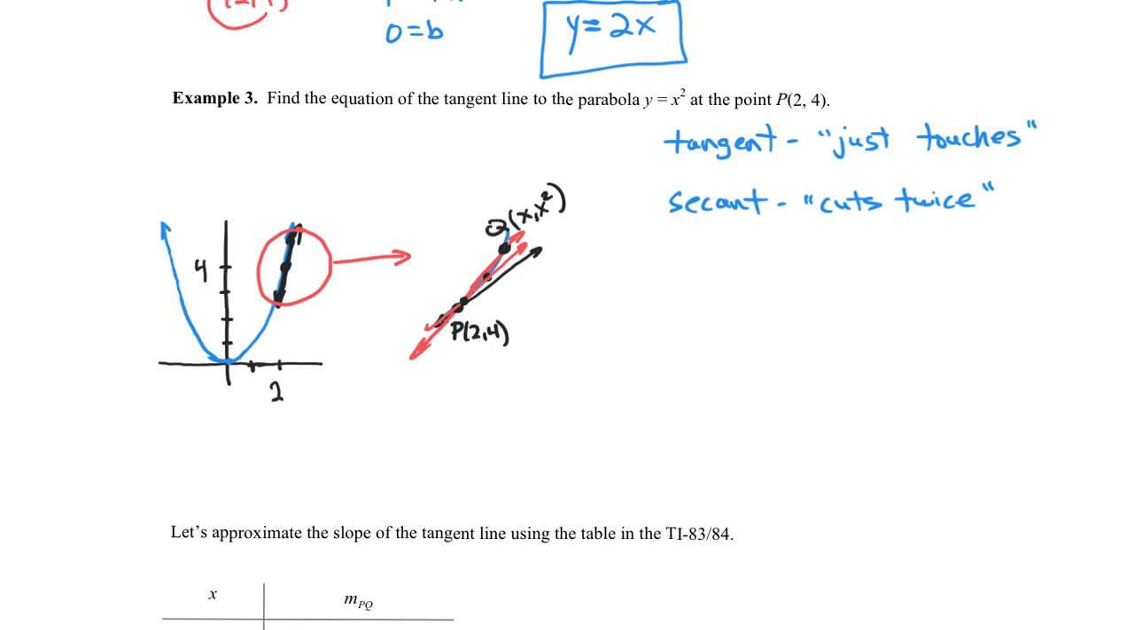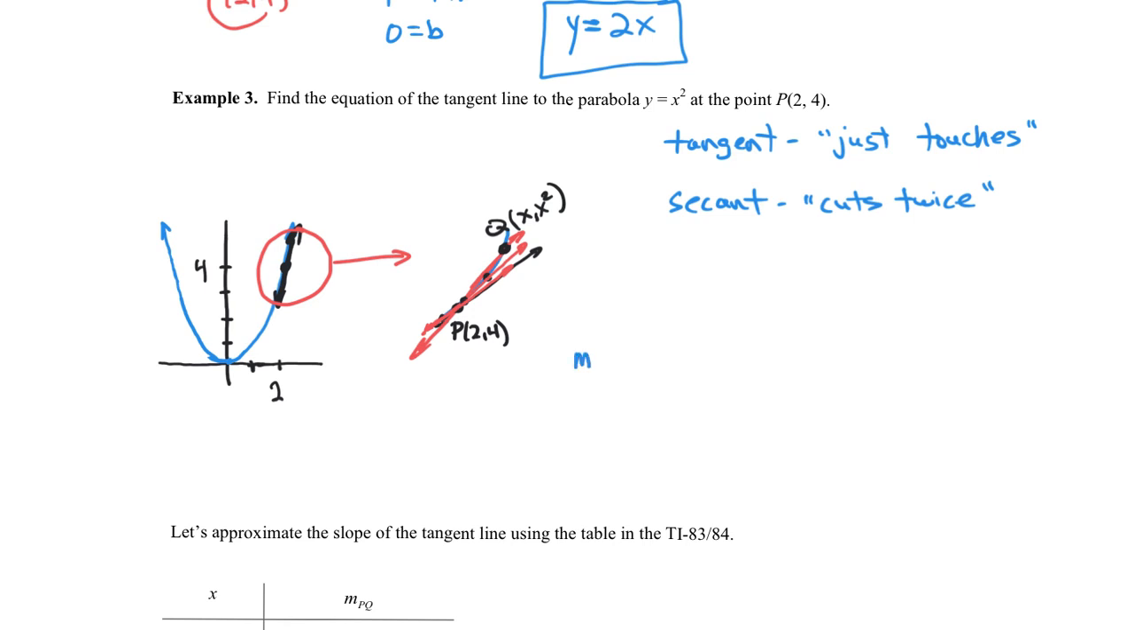It's right next to it. So the slope through those 2 points is going to be really close to the slope of the black line that we're looking for. So that's the idea. With that in mind, we can go back and use our slope formula here.